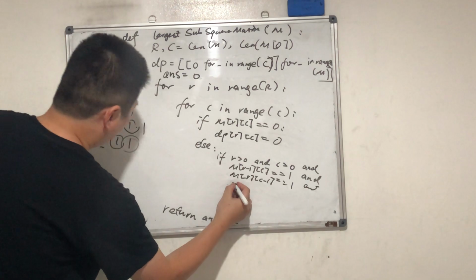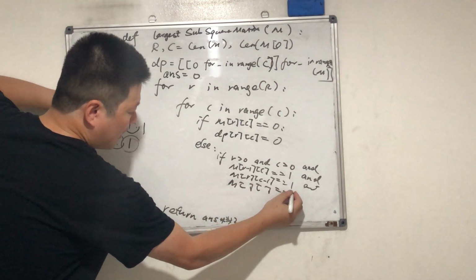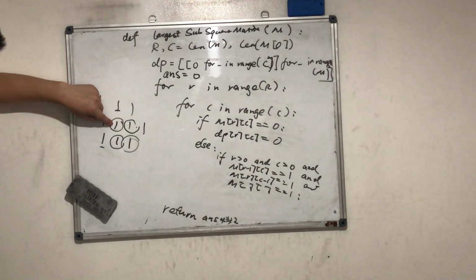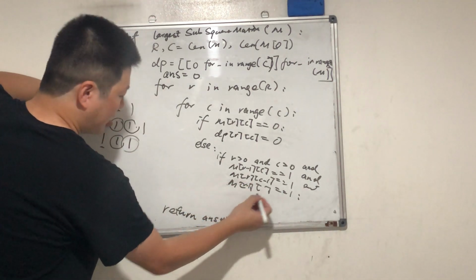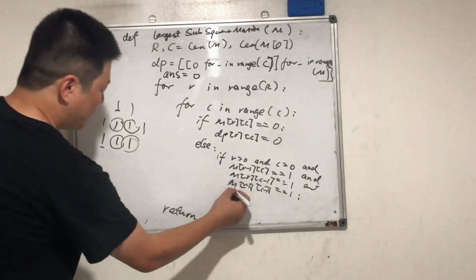And what's this point? R minus 1 and C minus 1, 1, 1, right? Look, this is RC and 1, yeah? And then what do we do?